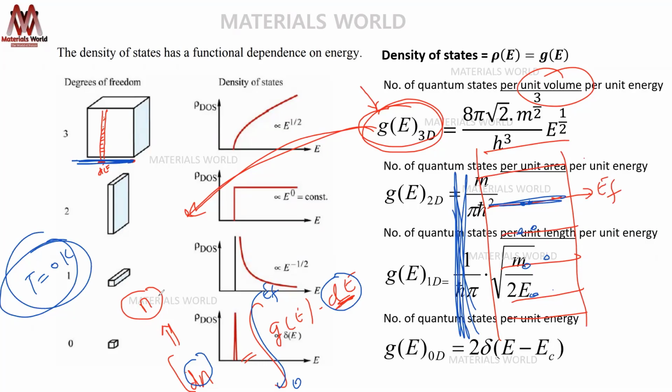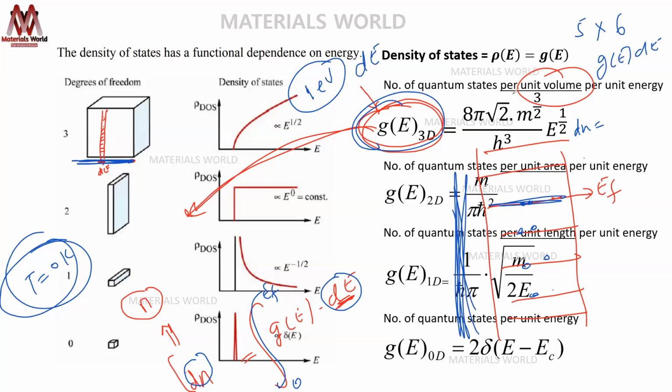You got my point? For 1 electron volt, I have this much. For dE electron volt, I will multiply. Let's say for 1 electron volt I have 5 electrons, and for 6 electron volt I multiply. So Z of E into dE is my number of electrons in that energy range. Of course, I'm talking about per unit volume. The number of free electrons per unit volume is my electron density.